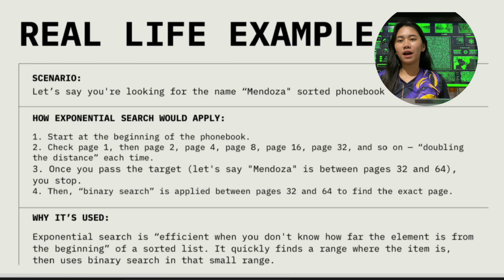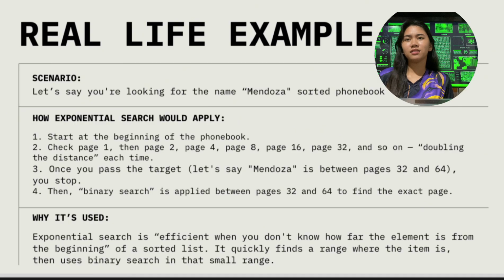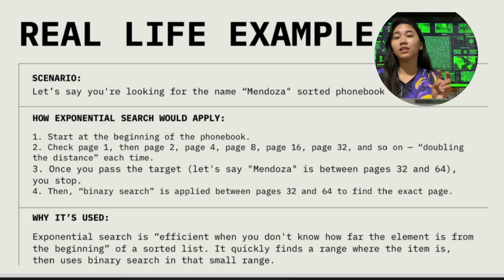We're going to talk about how this algorithm is useful in real-life situations. So exponential search is a searching algorithm used when we are looking for an item in a sorted list, but we don't know where the item is located. And it's more efficient than checking one by one, especially for long lists.